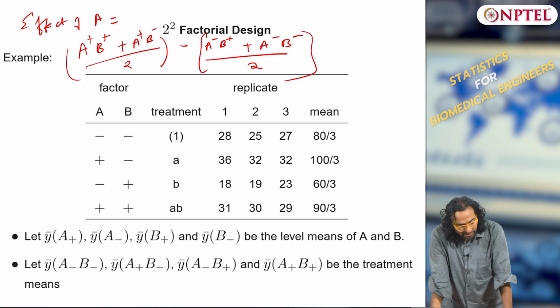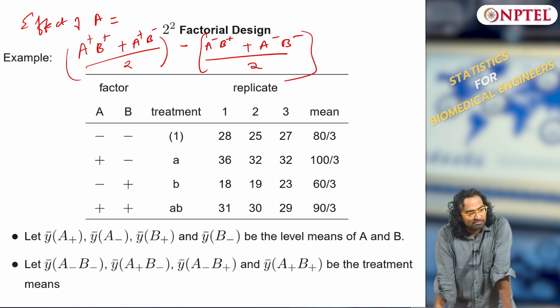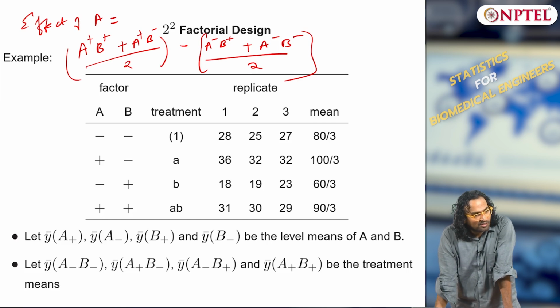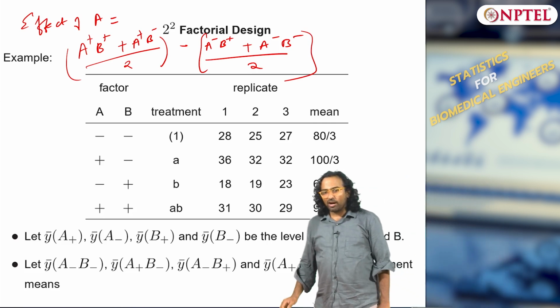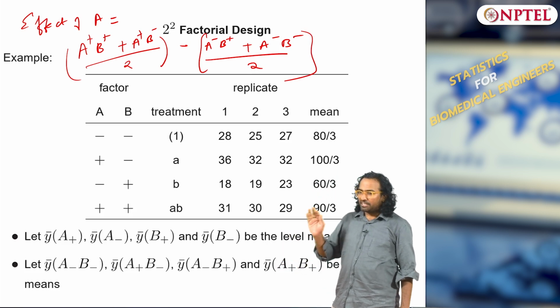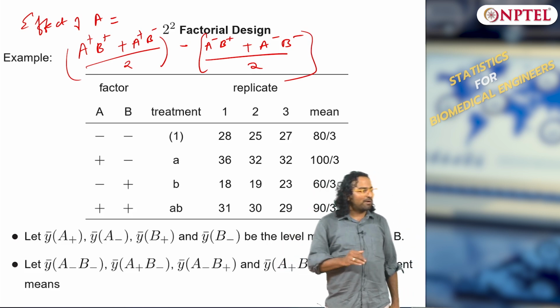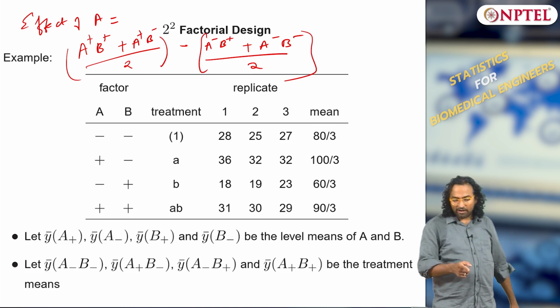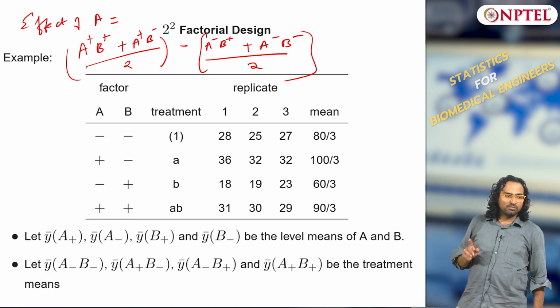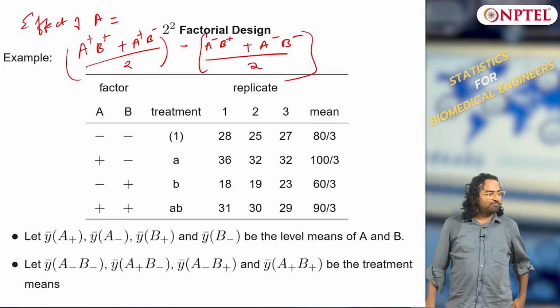Now what happens if I have replications? This is without replication. What do I do when I have replication? No, I am not talking about the effect of AB at all. Even for the effect of A, when you have replication, how will it change? Whatever effect of A we have written is without replication. What happens when you have replication?